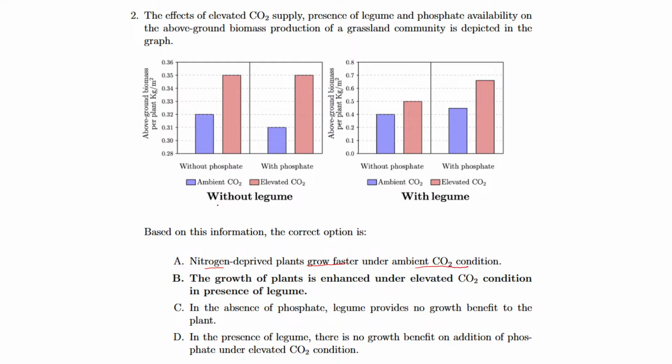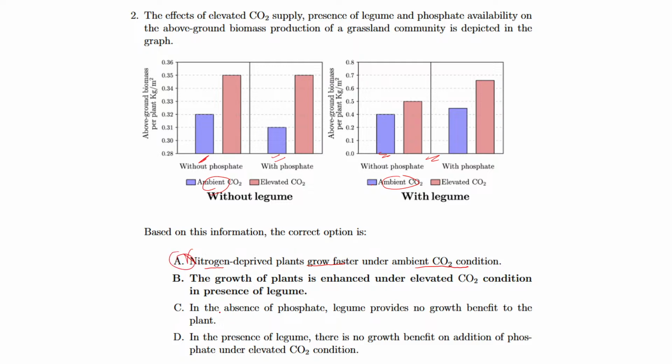So if I check with the ambient CO2 condition, in this case and in these cases, there are no direct link which associates with the nitrogen deprived plant growth, so this option gets eliminated.